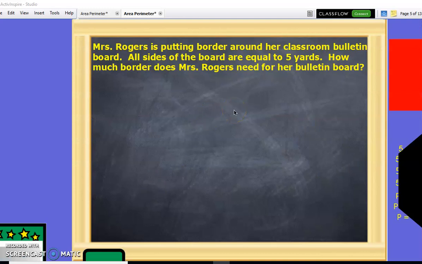Let's look at the next word problem. Mrs. Rogers is putting border around her classroom bulletin board. All sides of the board are equal to 5 yards. How much border does Mrs. Rogers need for her bulletin board?